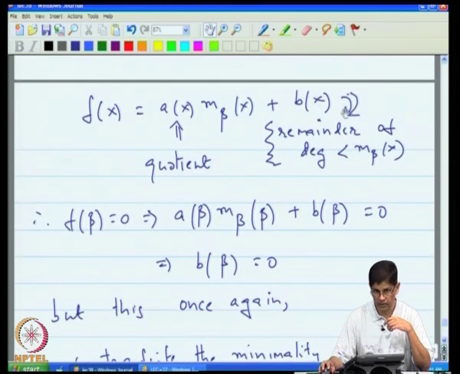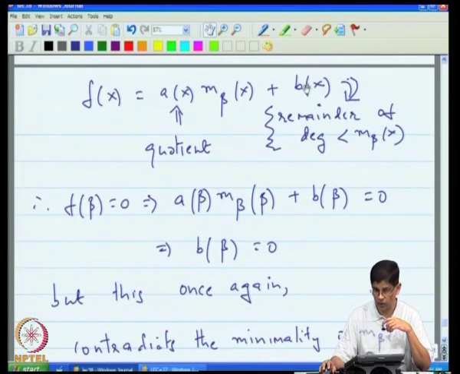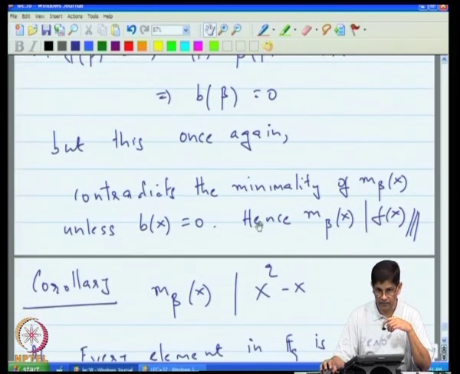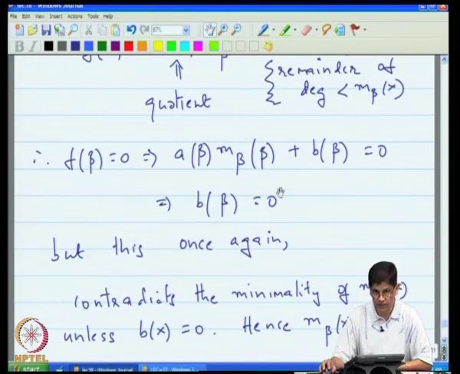But then again, look, this b of x is a polynomial because you are doing division, whose degree is strictly less than the degree of m beta of x. Now, either this polynomial is 0 or it is not. If it is not the 0 polynomial, then it would contradict the minimality of the degree of m beta of x, because m beta of x is supposedly the smallest degree polynomial of which beta is a 0, but you have just discovered that b of x has beta as a 0 and its degree is lesser.